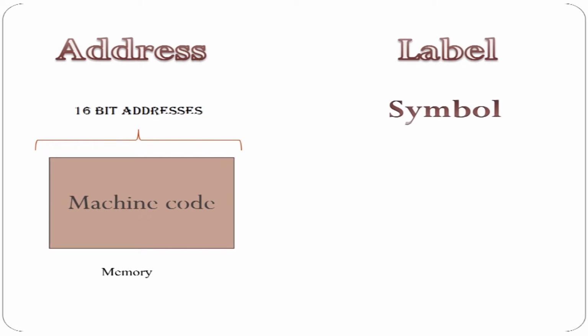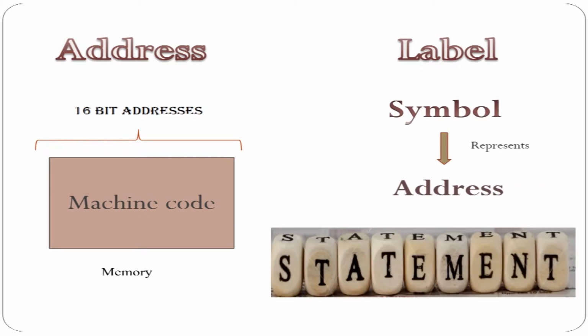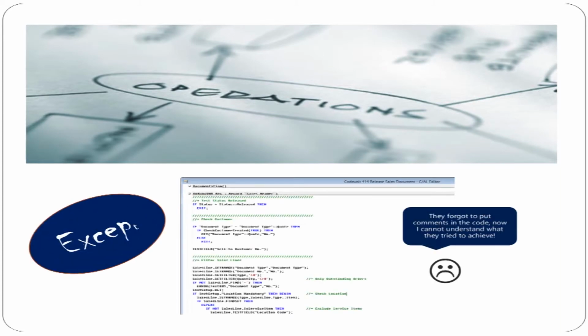A label is a symbol or group of symbols used to represent an address of specific statement. Usually, they are followed by a colon. Labels are optional. Now, move forward to the operation or mnemonic. It must be included in every statement except those which are purely comment.